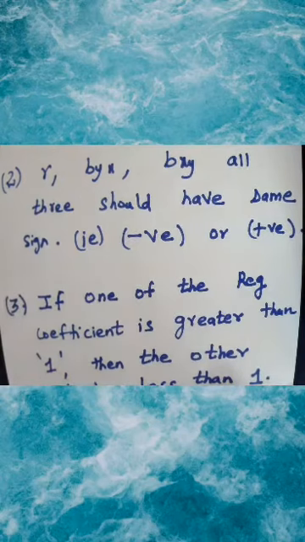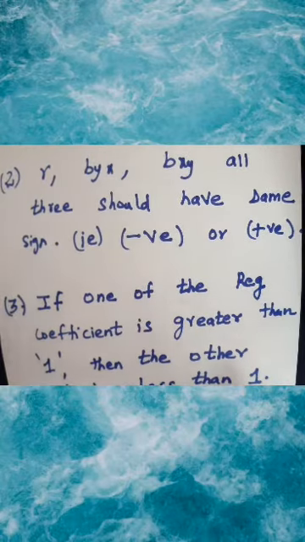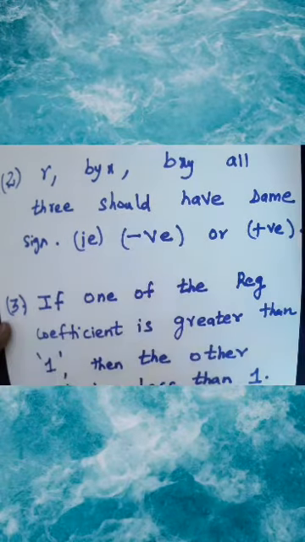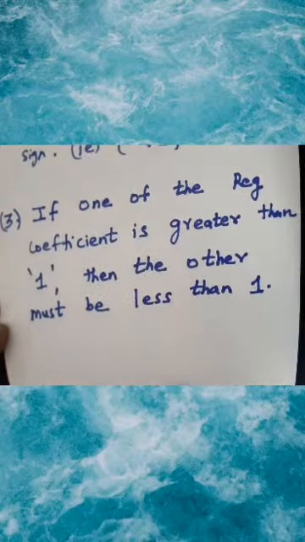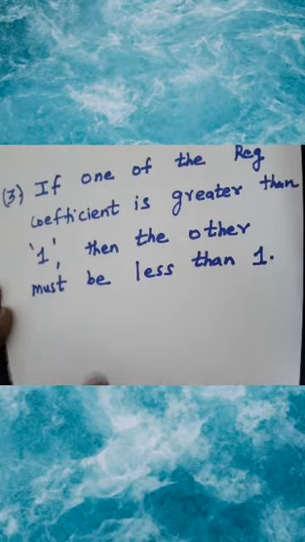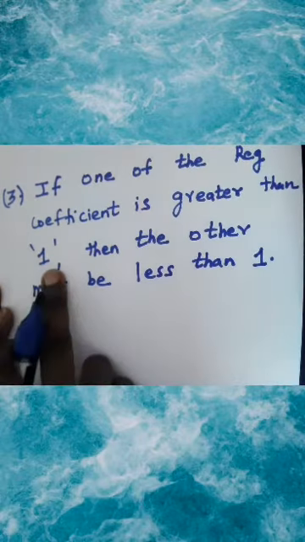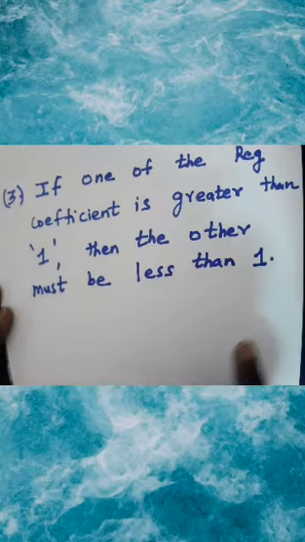It could be either negative or positive. When you solve the problem, you will understand much better. In general, remember that the correlation coefficient and the regression coefficients, all three, should have the same sign. Then we'll move on to property number 3: if one of the regression coefficients is greater than 1, then the other must be less than 1.